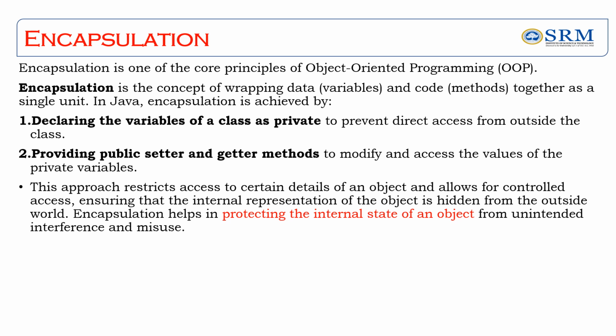So what are the variables you are going to keep as private? First you have to declare them as private variables. It means you are preventing direct access. You cannot allow other classes to access these variables directly. And through public setter and getter methods, you can access these private variables of your class.